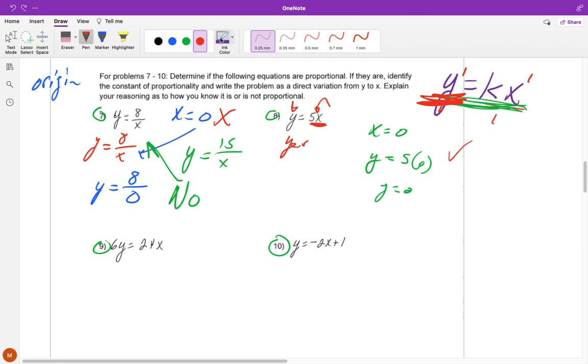And then it does ask you to identify the constant of proportionality. So that's saying, what is k equal to? Well, in this case, it's whatever is being multiplied to x. So k is equal to 5.